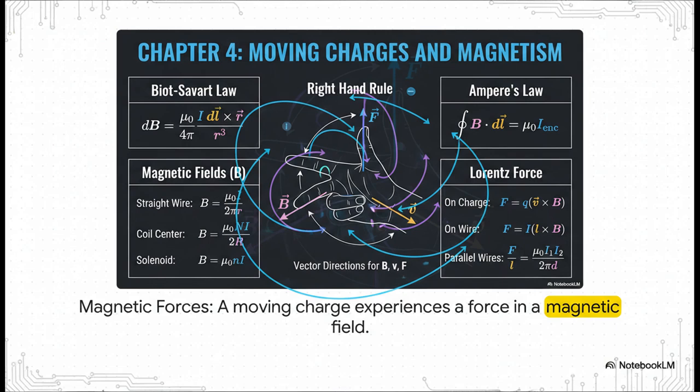Now here's where it gets really interesting. When a charge moves, it not only experiences an electric field, but also a magnetic field. The main formula for this is the Lorentz force, F equals Q times V cross B. Now everyone please pay attention here. This is a cross product. That means to find the direction of the force, you absolutely have to use the right-hand rule. The force is always perpendicular to both the velocity and the magnetic field. A lot of mistakes happen here in the exam, so please practice this.